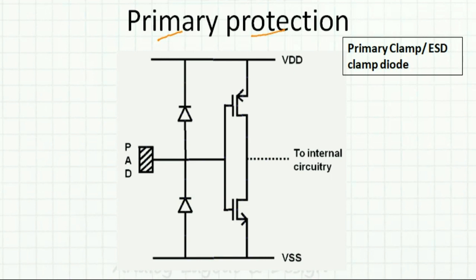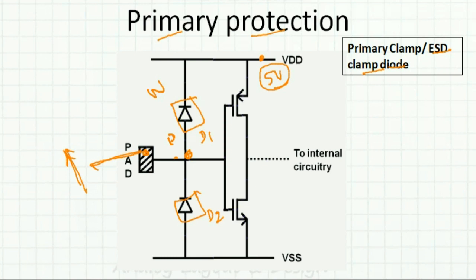This is also called an ESD clamp diode. In primary protection, we have two diodes like this, D1 and D2. Let's say VDD is at 5 volts. Now an ESD event occurs here, so a big voltage starts coming here, say some voltage higher than 5 volts. What happens to this node voltage? This is my VP and this is my VN here.